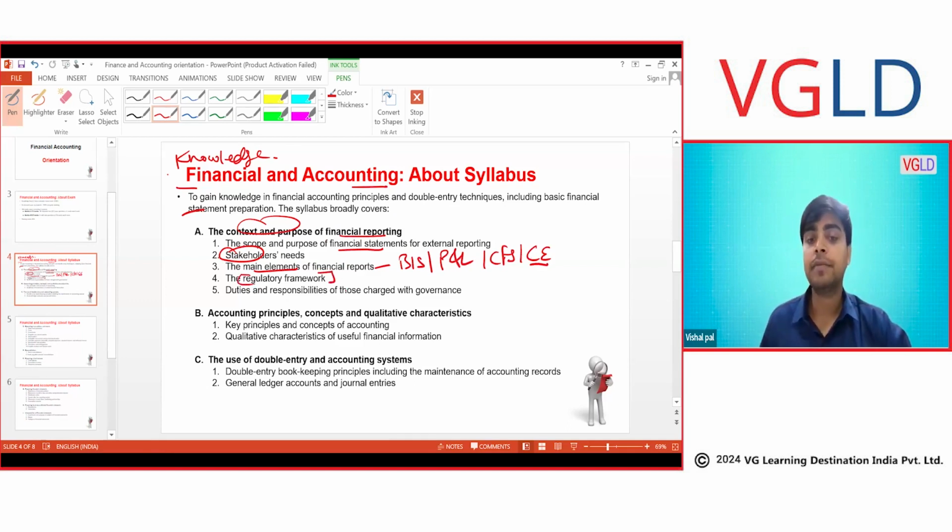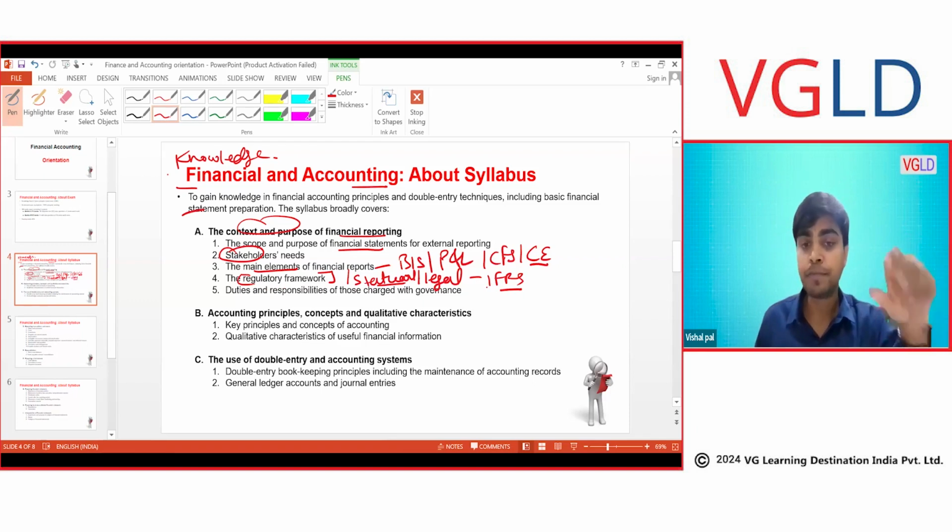What is the regulatory framework? Now, whenever I use the term regulatory, always substitute it with statutory or legal. What it means is what legal requirements are related to financial reporting. Requirements like the Companies Act, and whether there is any standard that we need to follow. Yes, there is IFRS, and that is something you will be learning at your skill and professional level. So understanding the regulatory framework is very important in terms of financial reporting. That will be part of your syllabus. What are the duties and responsibilities of those charged with governance? Now, this might sound like, what are those charged with governance? But you can always say that it is management.